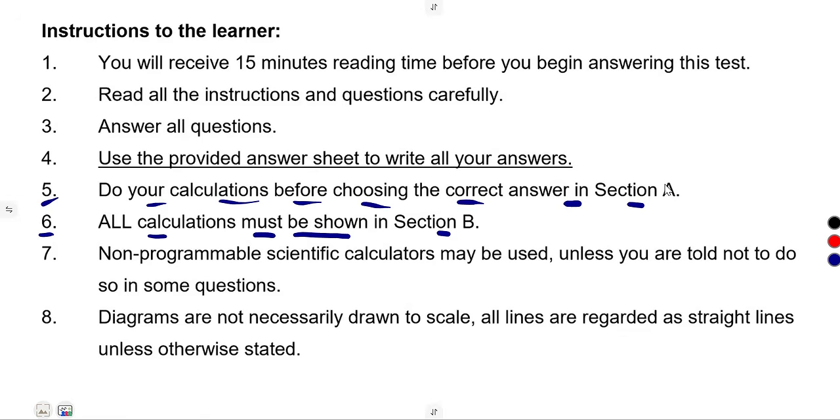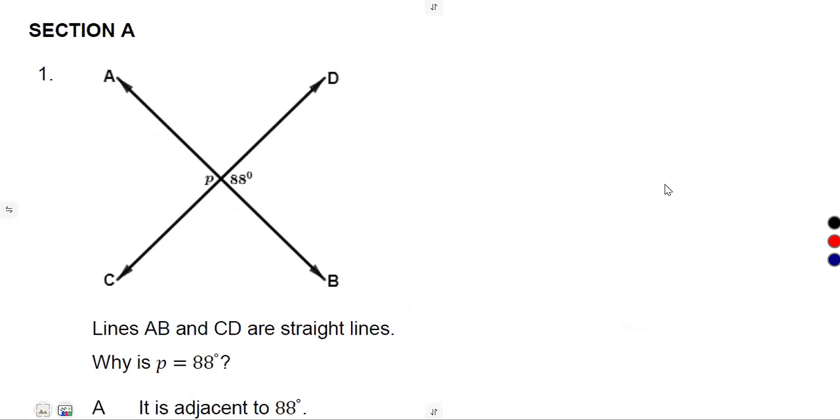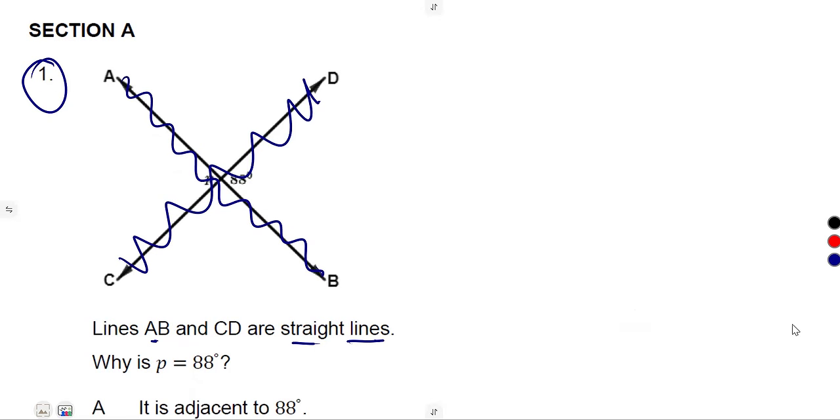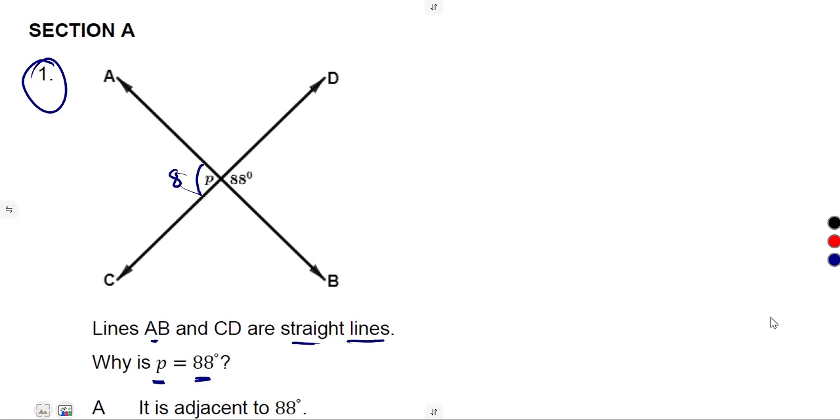Okay, so without wasting your time, guys, this is our section A, where we are given the multiple choice questions, and we are given number 1, which is our first question. Lines AB and CD are straight lines. So we are given this line AB and the line CD. They are straight lines. So why is P 88 degrees?